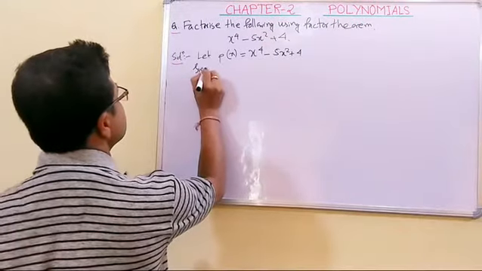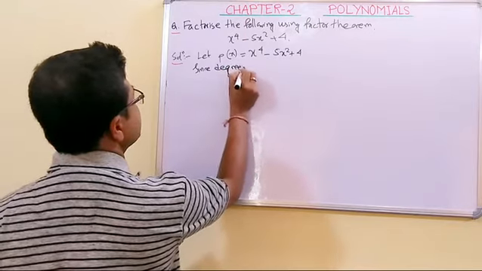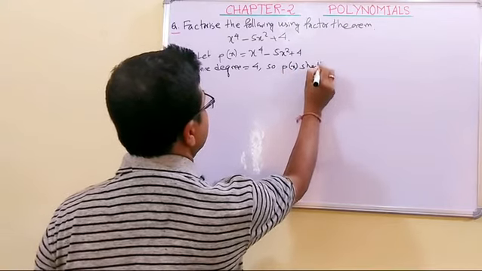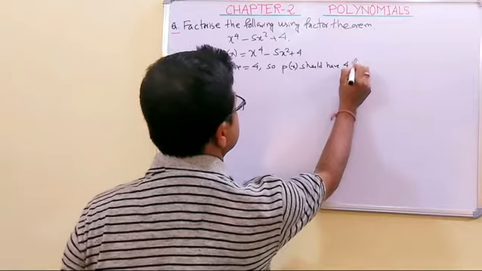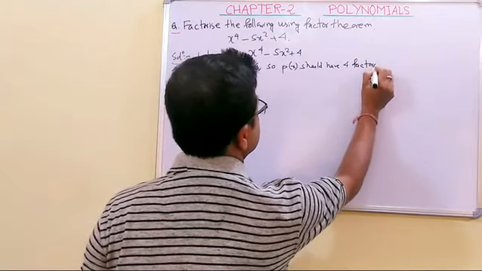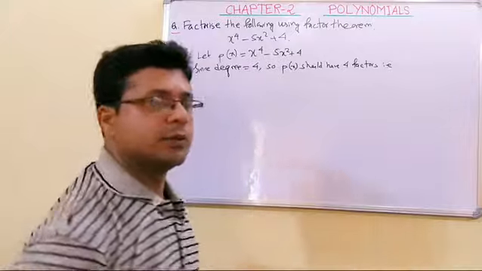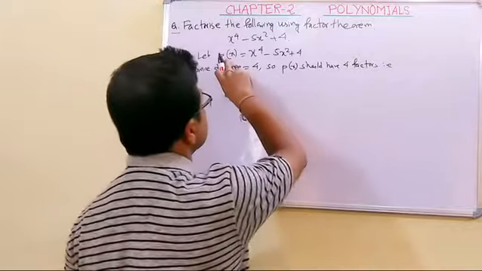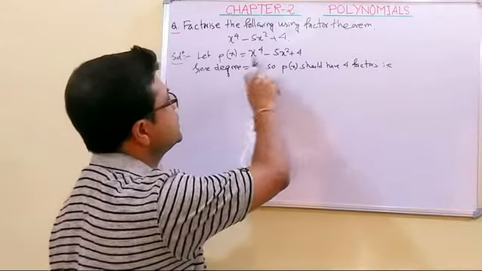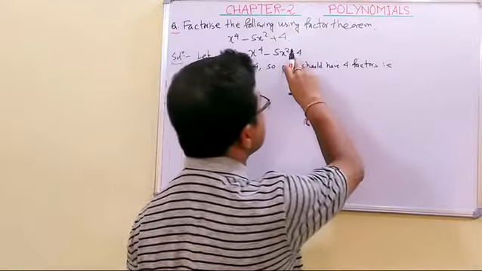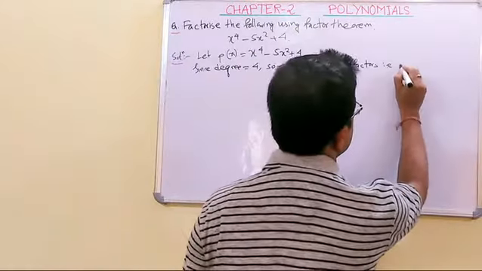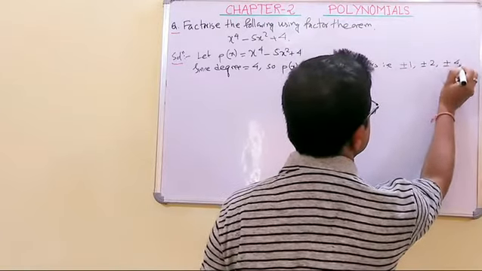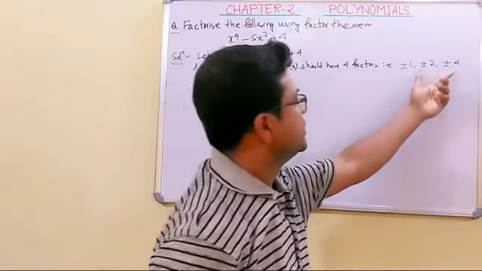So since the degree is equal to 4, p(x) should have 4 factors. Now what are those 4 factors? How can we find them? Before solving that, we have to know what the possible zeros are. The possible zeros we can find from the constant term. What are the different factors of 4? One is plus minus 1, another is plus minus 2, another is plus minus 4. So with these 6 zeros we should try.